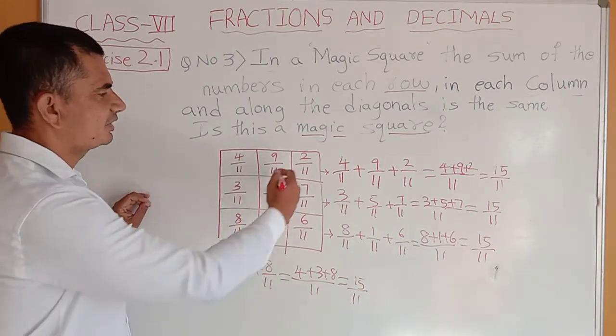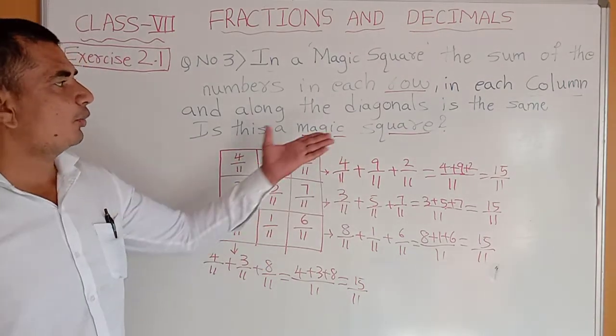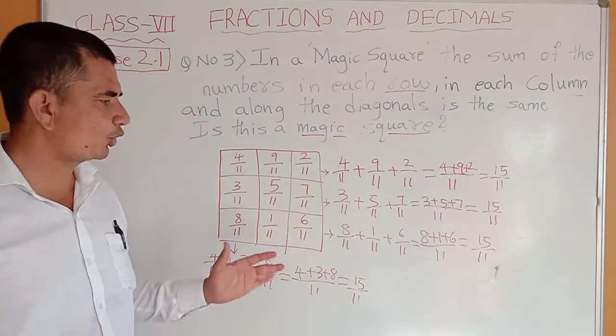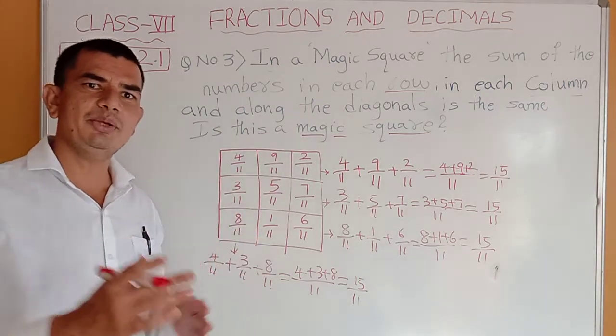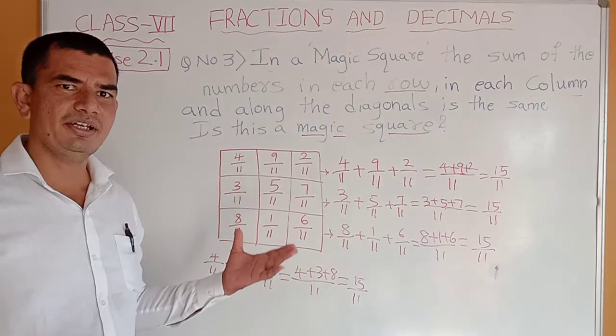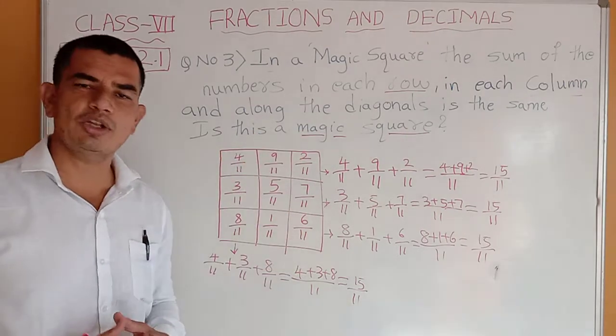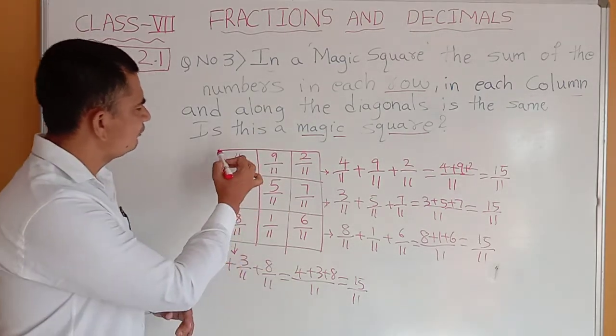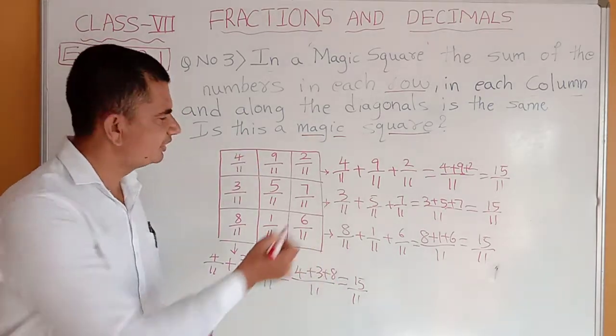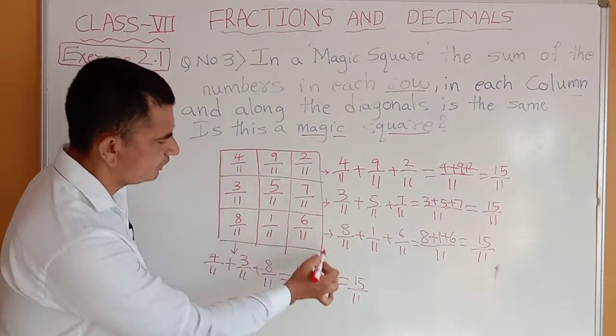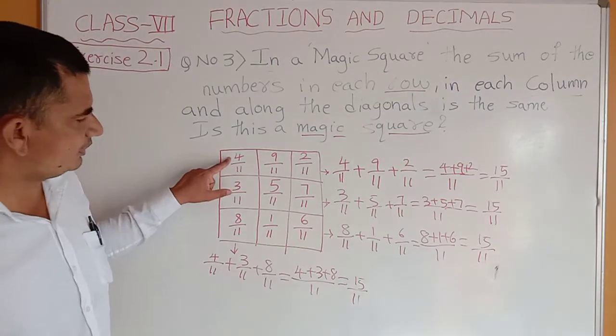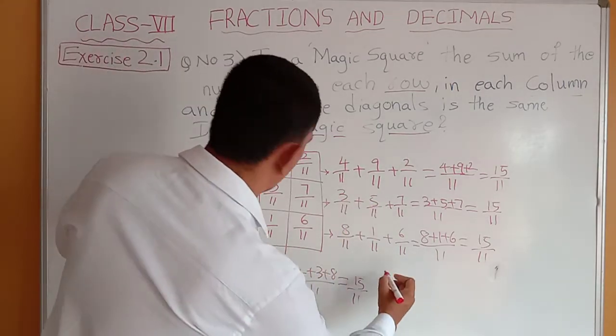I have checked 3 rows and 1 column. Now, what is the meaning of the diagonals? I will show you that. I will check one diagonal, and the remaining you can check. After that you can say whether it is a magic square or not. Diagonals means from corner to corner we have to check: this corner to this corner and this corner to this corner. So one diagonal I will show you.